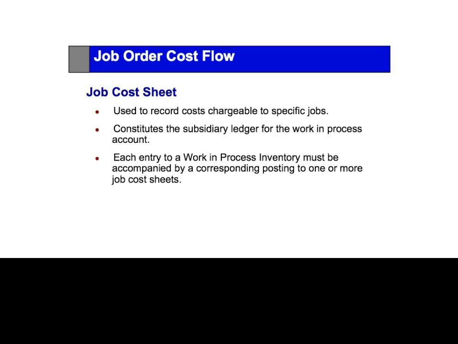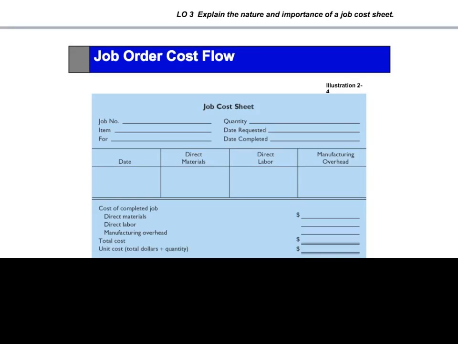Now we look at a job order cost flow. Keep in mind each job is different. So what we do is we create a job sheet. It's a record that goes along with the job as the job is being produced on the production floor, and all costs are chargeable to that. Think of this record as sort of a subsidiary ledger to the work in process account, which is in our accounting records.